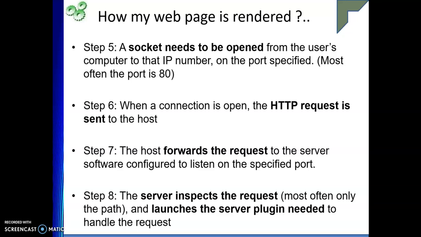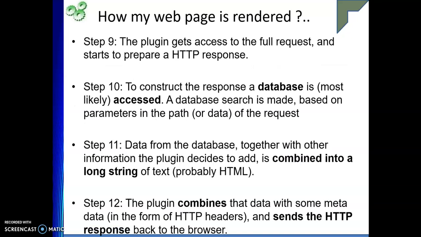And then in the next step, the server inspects the request to see what kind of request it is, and based on that, most often on the path itself, it launches the server plugin needed to handle the request. So whatever kind of request is coming, how I have to handle it, all this will start to work out. And then in step 9, the plugin gets access to the full request and starts to prepare the HTTP response. Now I get the full access, I know what the request is, and I start to prepare my response.